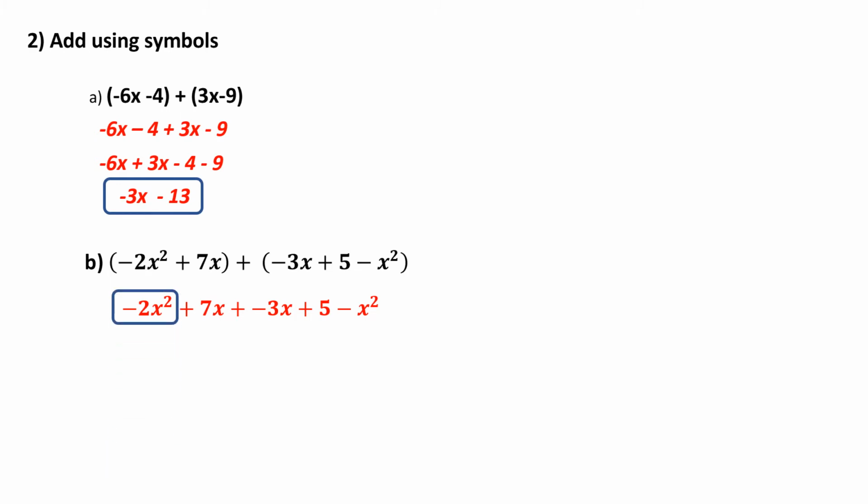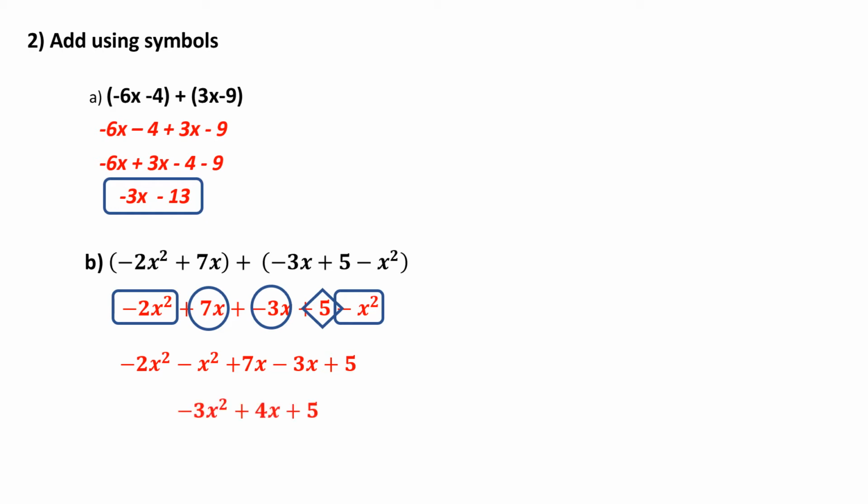Well, first of all, I've got negative 2x squared and negative x squared as like terms. I've got 7x and negative 3x. And finally, I've got a positive 5. So negative 2x squared minus x squared gives me negative 3x squared. 7x minus 3x gives me positive 4x, and I've got a 5 on the end. That would be my final answer because none of these are like terms.